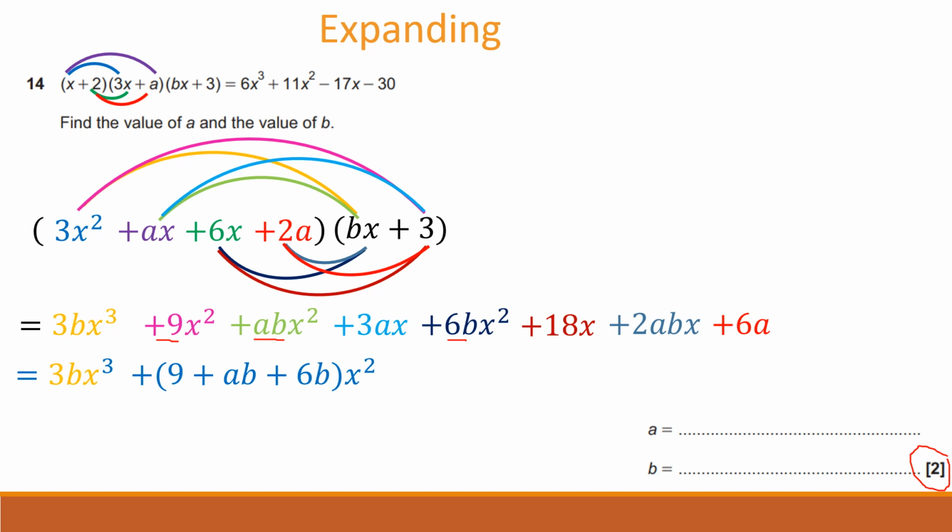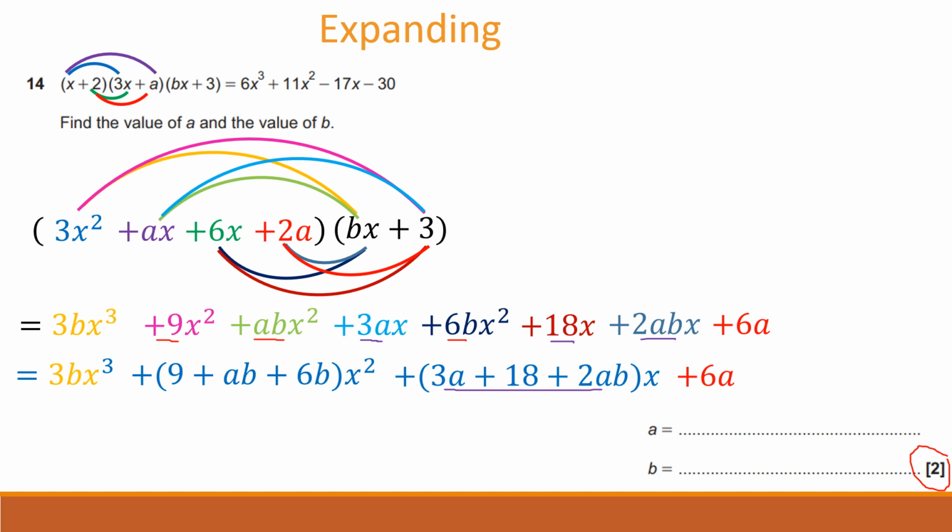Now I'm going to do the same with the x term. So I'm going to look at the coefficient of x, or the number in front of the x. So I've got a 3a, I've got an 18, and I've got a 2ab. So I could take those three terms out, and that can come at the front of the x term. So I've got the 3a plus the 18 plus the 2ab, lots of x. And then on the end, I'm just left with the 6a.